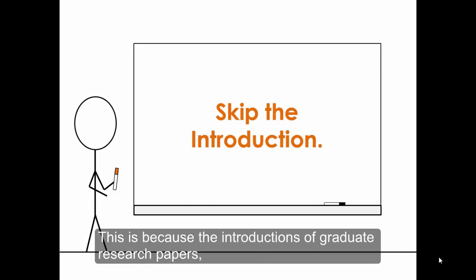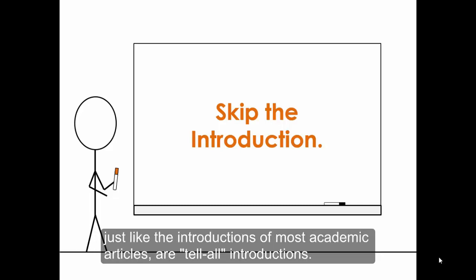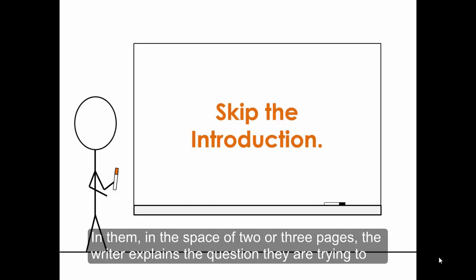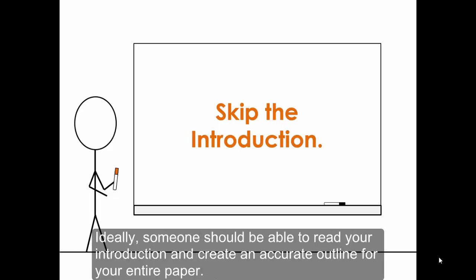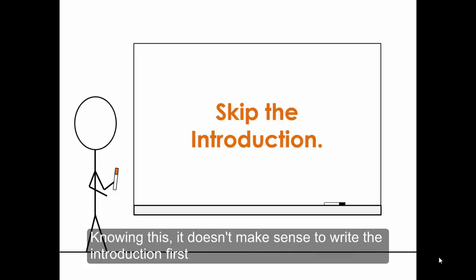This is because the introductions of graduate research papers, just like the introductions of most academic articles, are tell-all introductions. In them, in the space of 2 or 3 pages, the writer explains the question they are trying to answer and then walks readers through his or her entire argument. Ideally, someone should be able to read your intro and create an accurate outline for your entire paper. Knowing this, it doesn't make sense to write the introduction first.